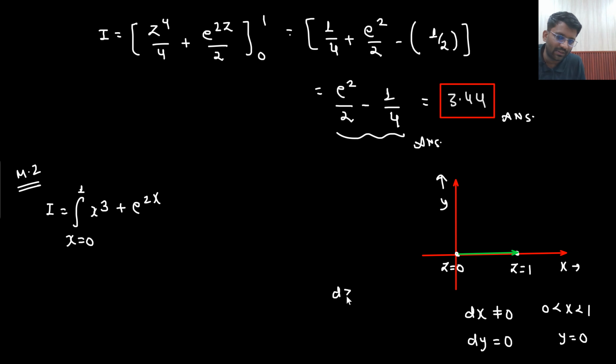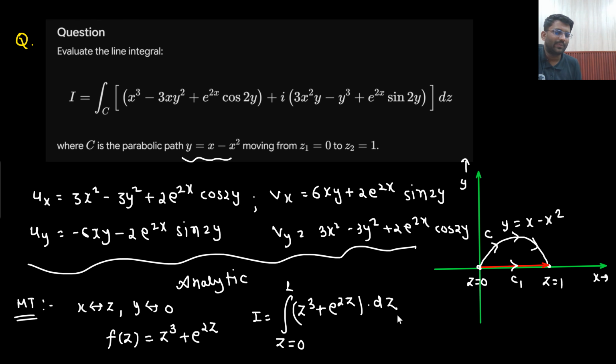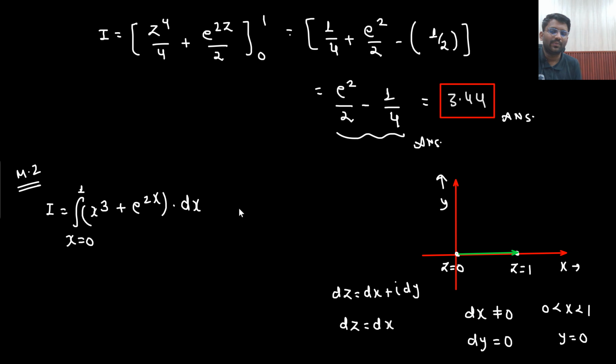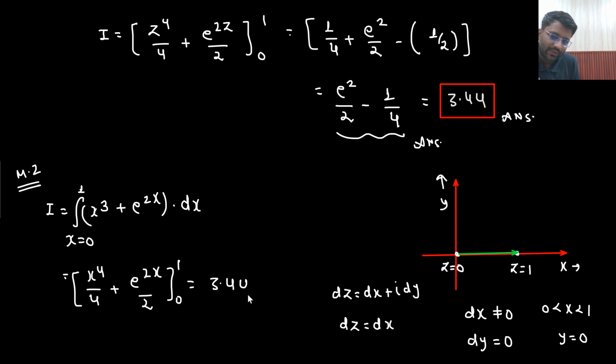dz is nothing but dx plus iota dy. What is the value of dy? dy is 0. So what is dz? dz is nothing but dx only. When you solve it, you will get the same answer. z cube plus e to the power 2z dz becomes x cube plus e to the power 2x dx, with x going from 0 to 1. Simply put the values, you will get the same answer.